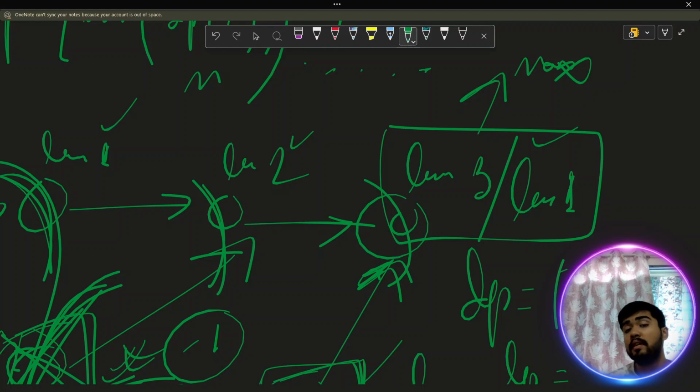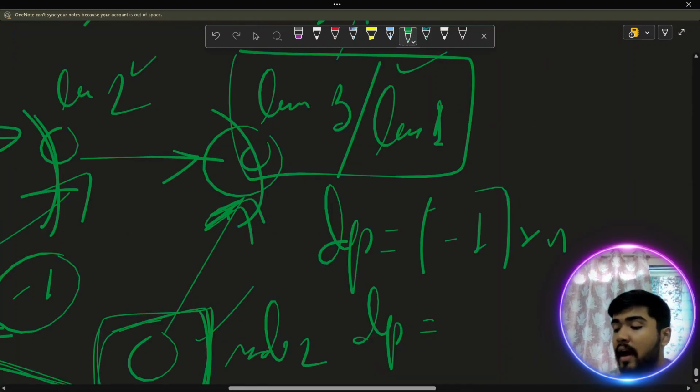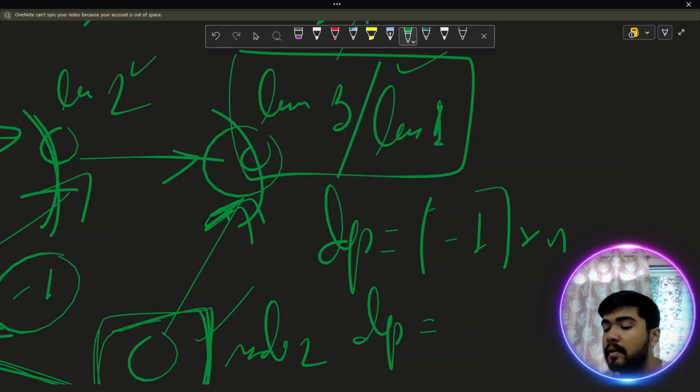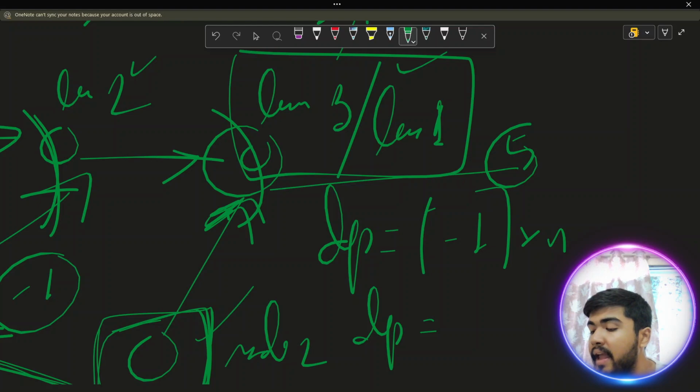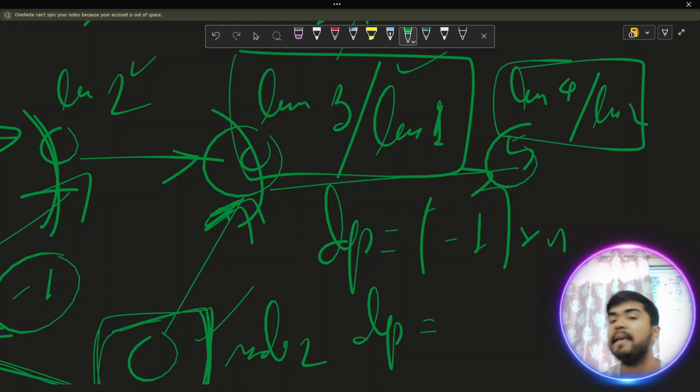And now for this node 2, I will check all the party points which are reachable, all the party points where I can reach. So let's suppose there is another node here, of, let's suppose, level 4 and level 2.